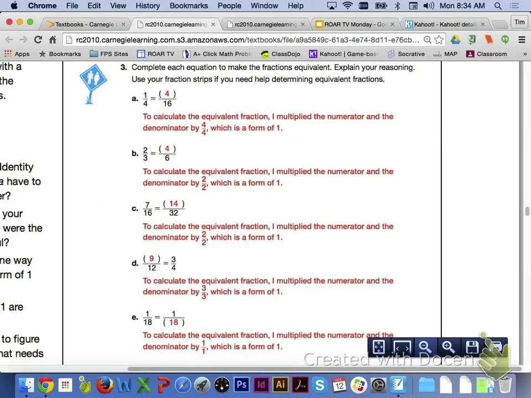For letter A, to calculate the equivalent fraction, you're going to multiply the numerator and denominator by 4/4, which is a form of 1, to get 4/16 for your answer. Letter B, you're going to multiply by 2/2 to get 4/6 for your equivalent fraction. For letter C, you are also going to multiply by 2/2 to get 14/32. For letter D, you're going to multiply by 3/3 to get 9/12. And for letter E, you're going to multiply by 1/1 in order to get 1/18.